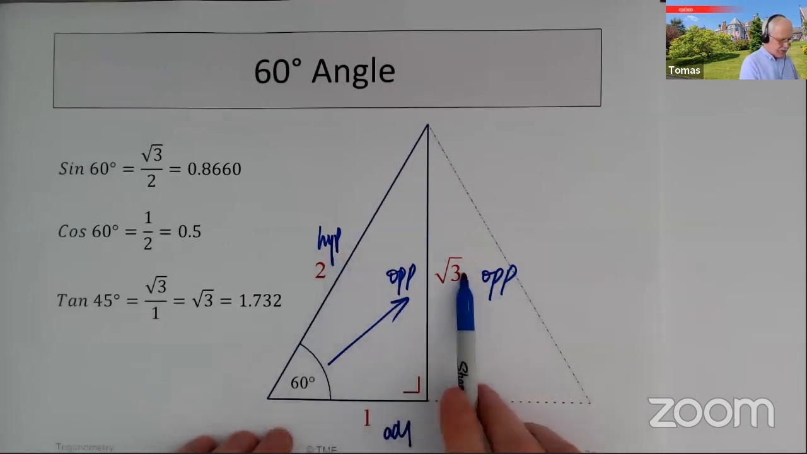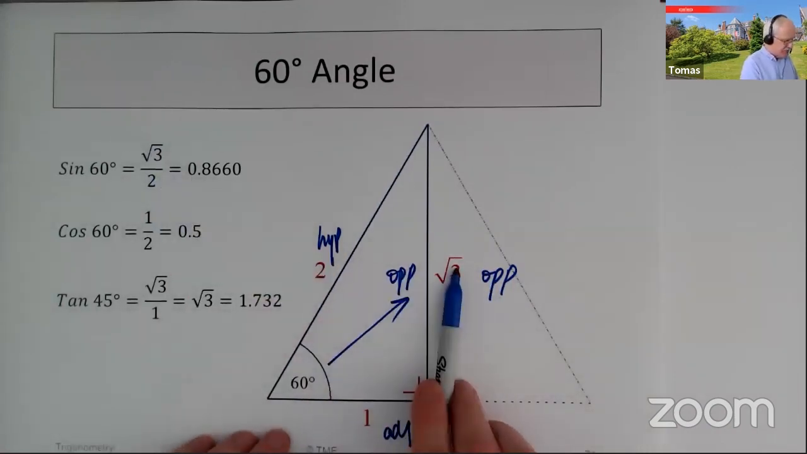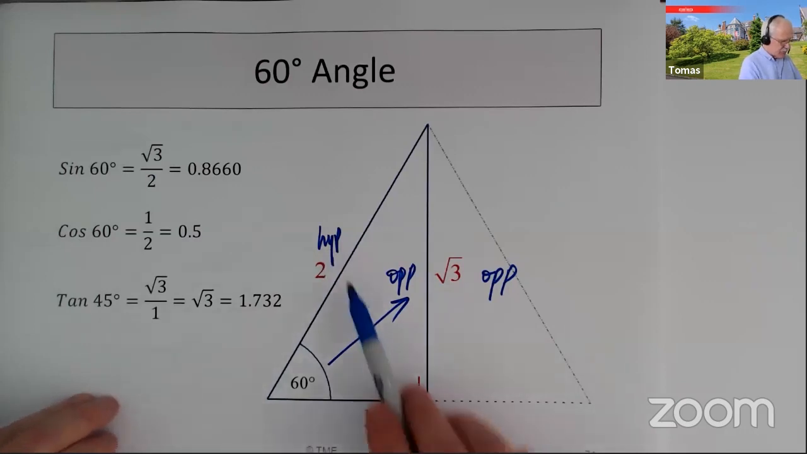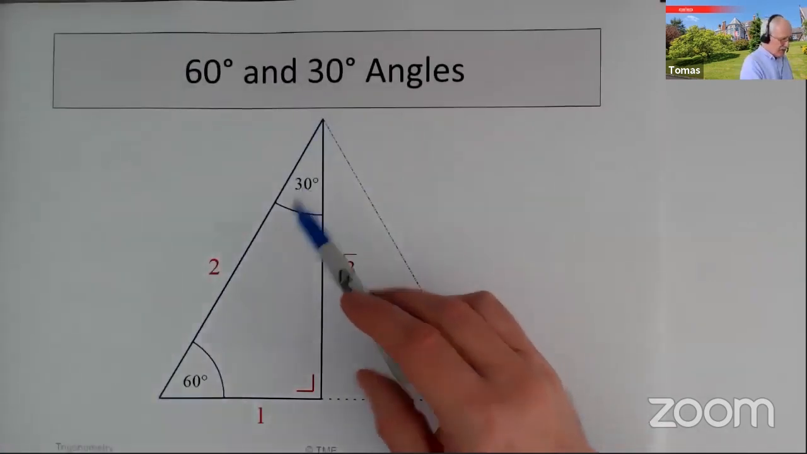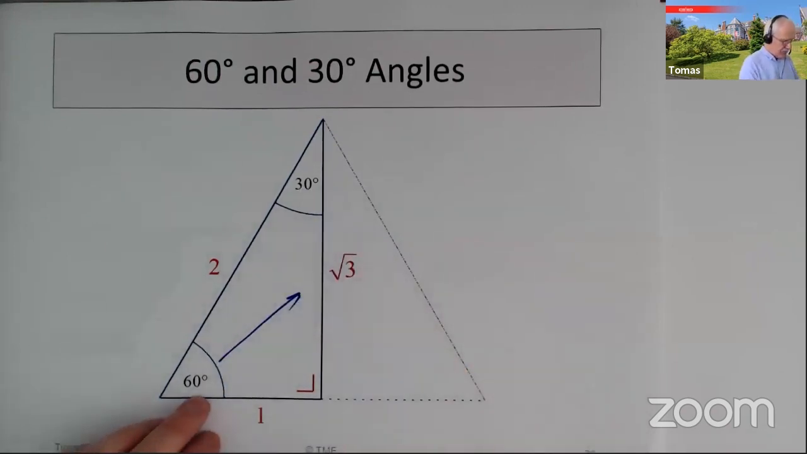Opposite over adjacent, hypotenuse: sine is root 3 over 2. Cos is adjacent over hypotenuse, 1 over 2, and tan is root 3 over 1. And if we didn't want the 60 degree, and this was 90, we can get the 30 degree.